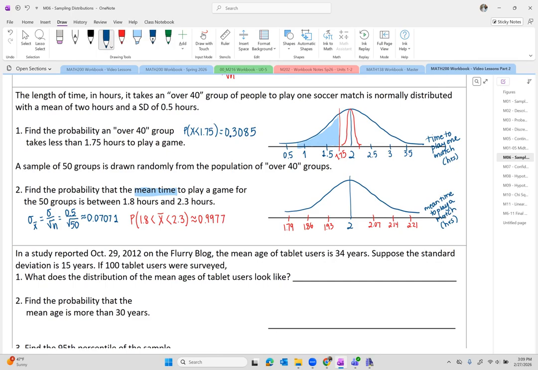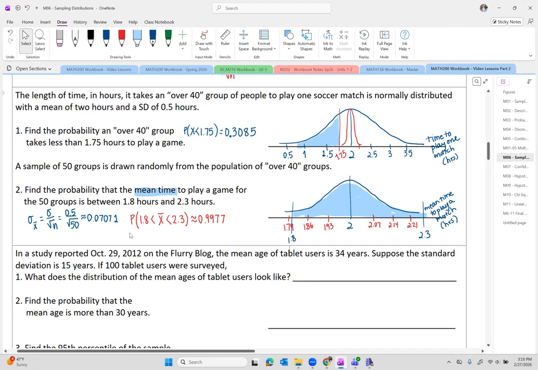And you see now here that 1.8 is almost all the data values. So 1.8 was here, very close to 1.75. And 2.3 is really farther away from the 3 standard deviations. Very far away to the right. So here we covered almost the whole distribution of possible values of the sample mean.